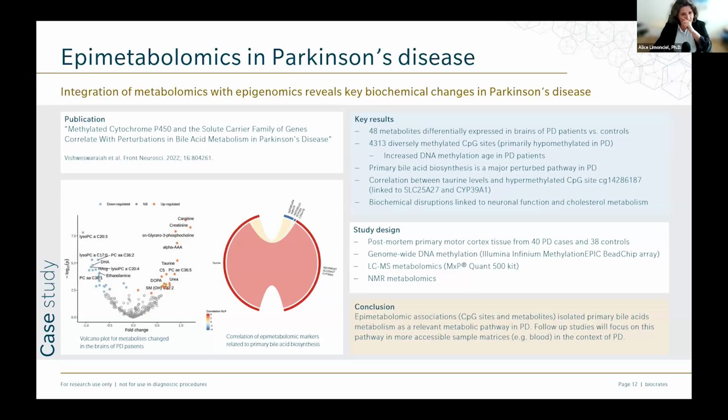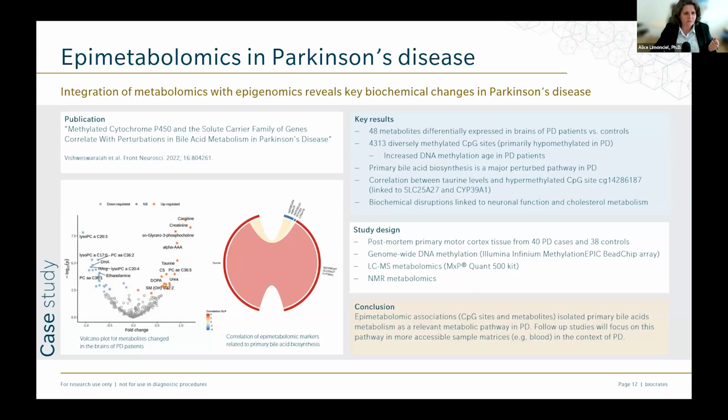So what we see here is a study on a relatively few cases of Parkinson's disease. So 40 individuals with Parkinson's disease versus 30 individuals that are considered controls. And what we're looking at here is DNA methylation arrays and metabolomics in the brains of these patients post-mortem. So what are the differences between Parkinson's disease and control patients? What you see on the left is a volcano plot of the metabolomic data, and you see in orange the metabolites that are higher in the Parkinson's disease brains, and in blue the ones that are in lower abundance in those brains compared to control.